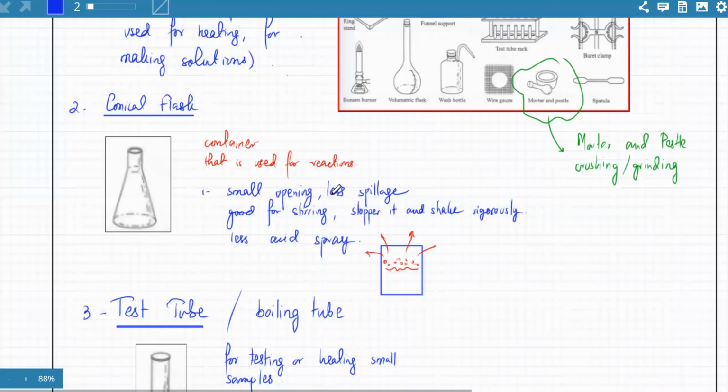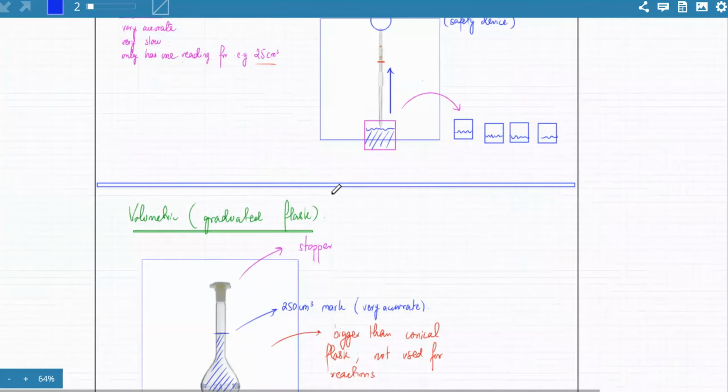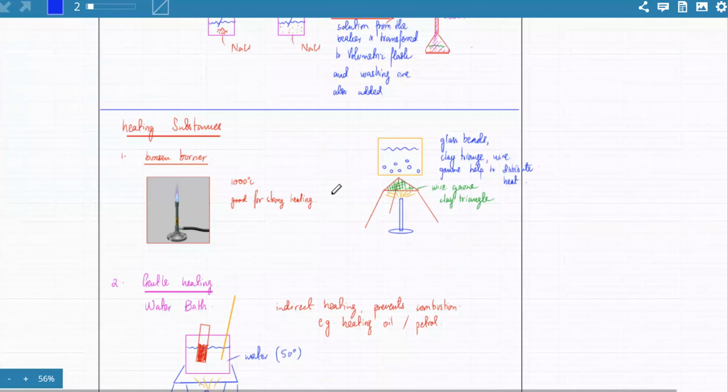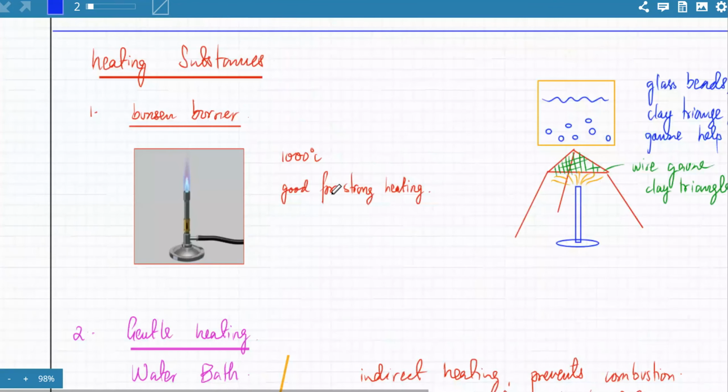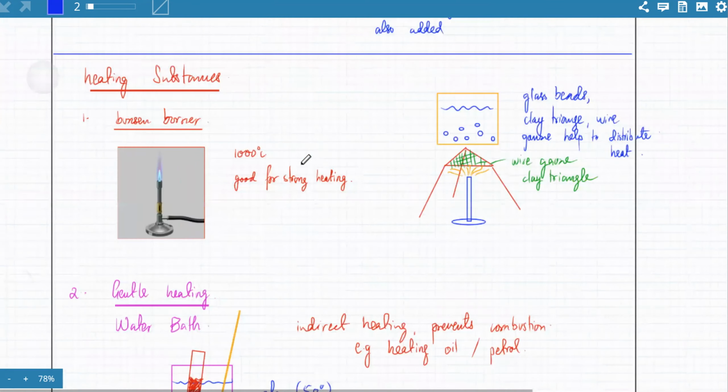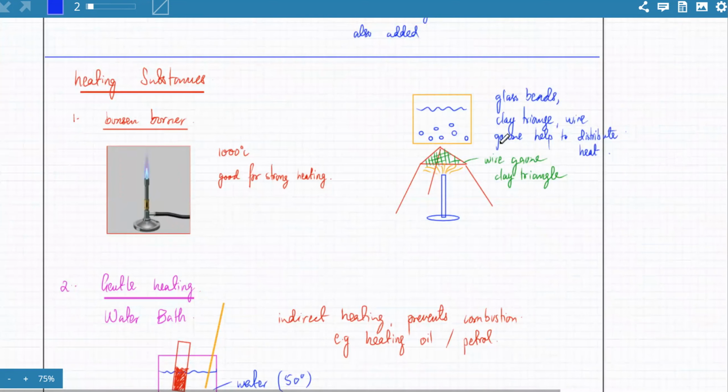Let me just go over and revise heating substances, right? So I told you about the Bunsen burner. It's good for strong heating. But I told you that it's terrible if you're trying to heat something gently, right? So it's good for strong heating if you want to really burn something up. That's why you use a Bunsen burner. It has a very high temperature, and I told you that you need a wire gauze, etc., because the flame is very pointy, you don't want to heat one point. You want the flame to spread. So you add glass beads, or a wire gauze, or there's a clay triangle.